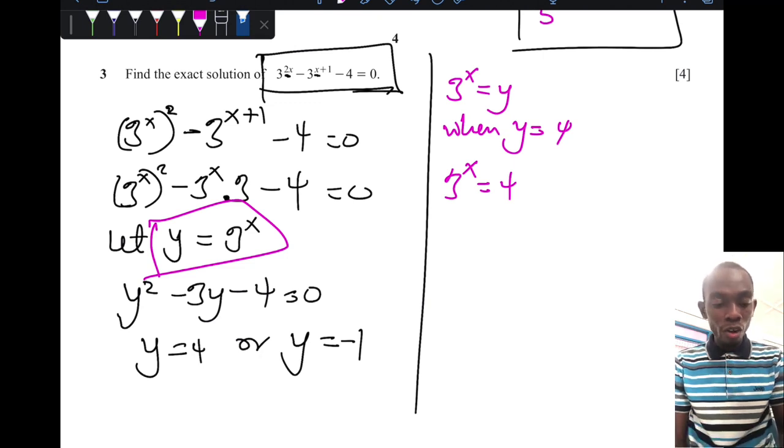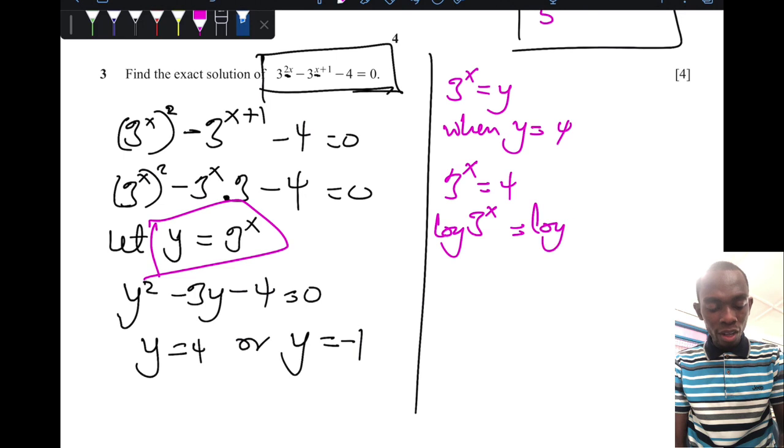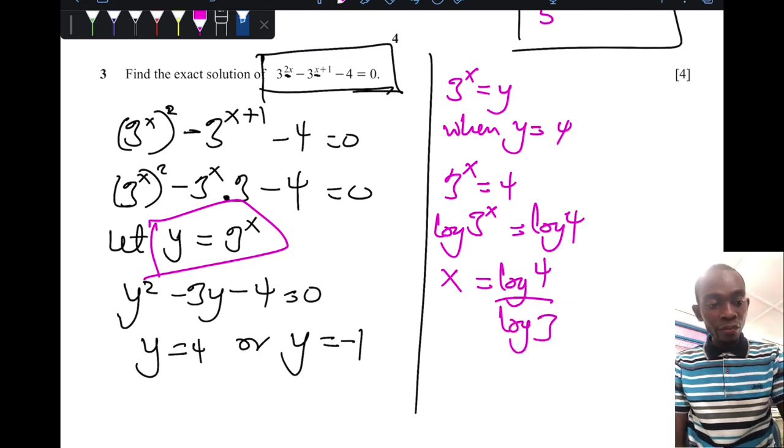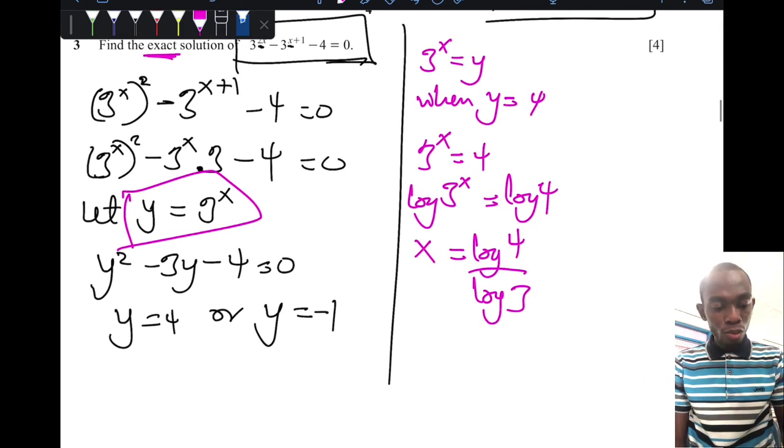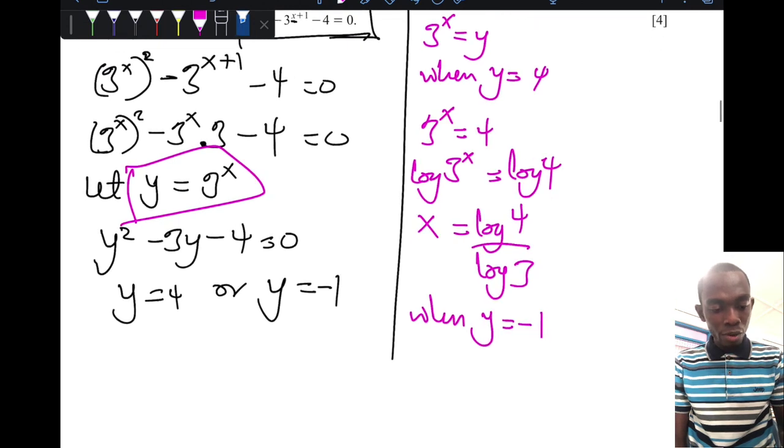Take the log of both sides. So log this equals log that. So x is equal to log 4 over log 3. They said find the exact solution, so don't put it on the calculator. Leave it like that. Also, when y equals negative 1, you are going to have 3^x equals negative 1.